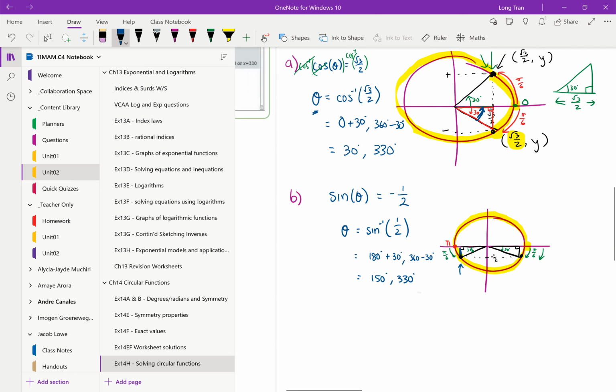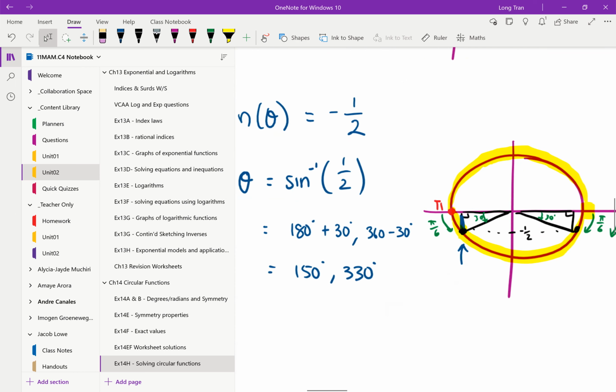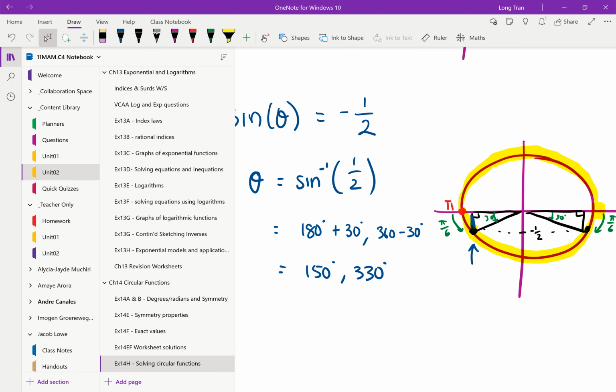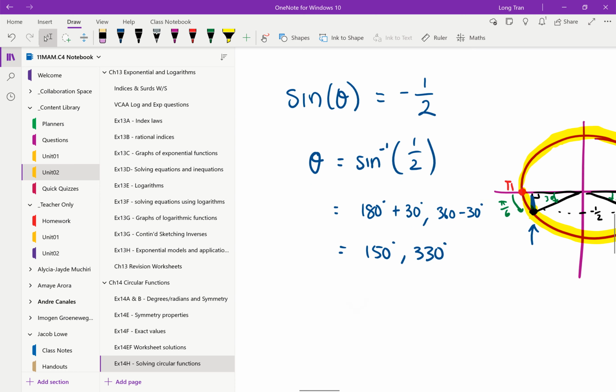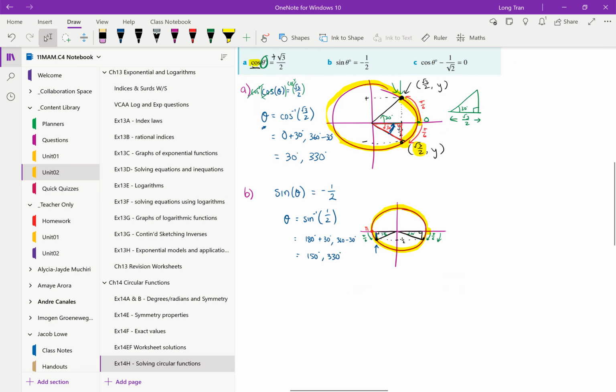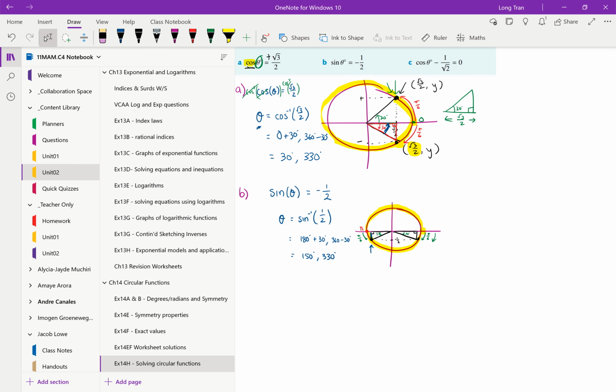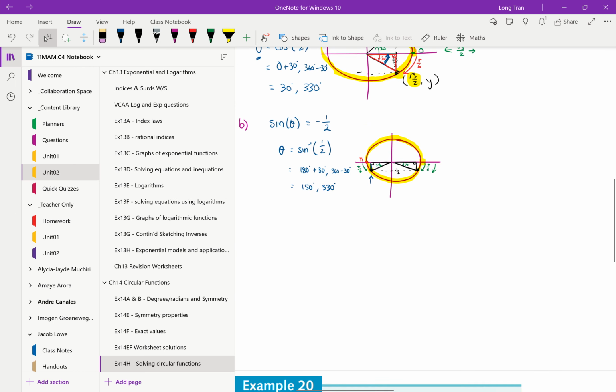See what I'm doing there? If you did it in radians, it would have been pi plus pi on 6 and 2 pi minus pi on 6. You just work in radians. In this case, they're getting you to work in degrees. Does that make sense? Are you starting to feel it? Yeah? Let's try another one.